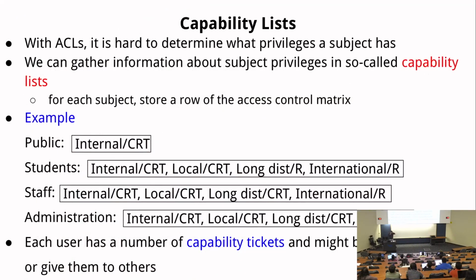Okay, so we just said that the access control list is actually the columns of the access control matrix, and we pick one column and store that with different subjects, right? So a problem with this approach is it's difficult to determine what privileges a subject has.